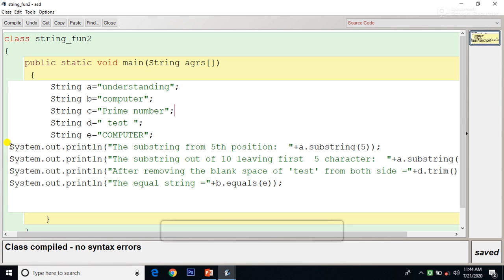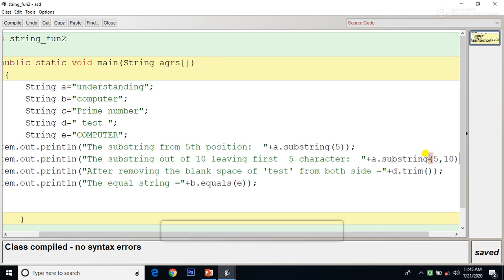Now here I am writing System.out.println substring from the 5th position. A.substring and within the parameter 5. After that System.out.println the substring out of 10, leaving the first 5 characters. A.substring, here I will pass 2 arguments. See, 5, 10.